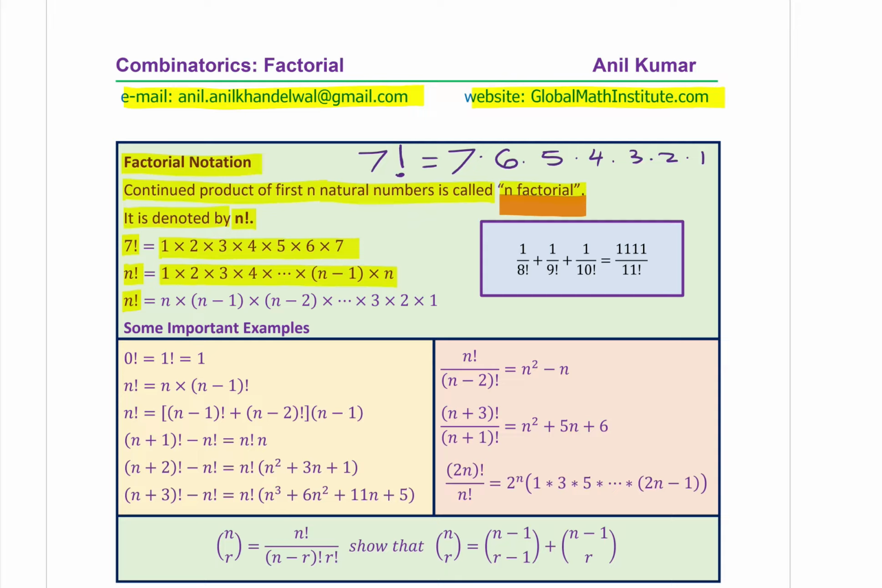Here's a very common question: what is 0 factorial? Is it equal to 1? Yes, it is. How do you prove it? We are going to see that. And n factorial can also be written as n times n minus 1 factorial. Likewise, we have many other relations which relate n factorial, n plus 1 factorial, n plus 2 factorial, their difference with n factorial, correct? And some expressions where we will have them as quotients. So we'll see how to solve all these questions and many more in this particular video.